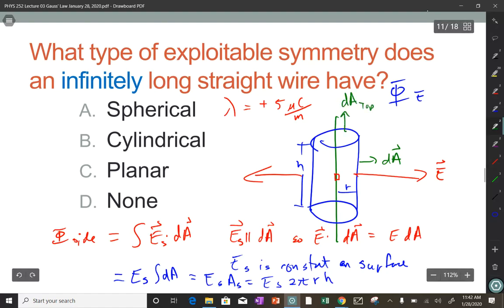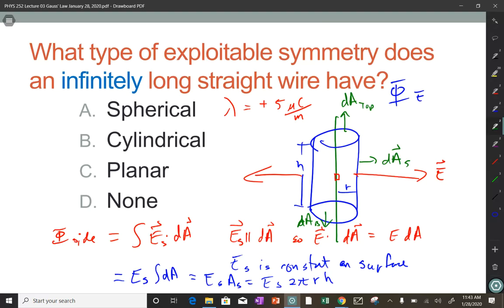Bottom, it's down. There's dA for the bottom. What's the angle between dA and the electric field for the top? That's going to be 90 degrees. How much is parallel for 90 degrees? 0. So when we do the dot product, E dot dA is 0 for the top.